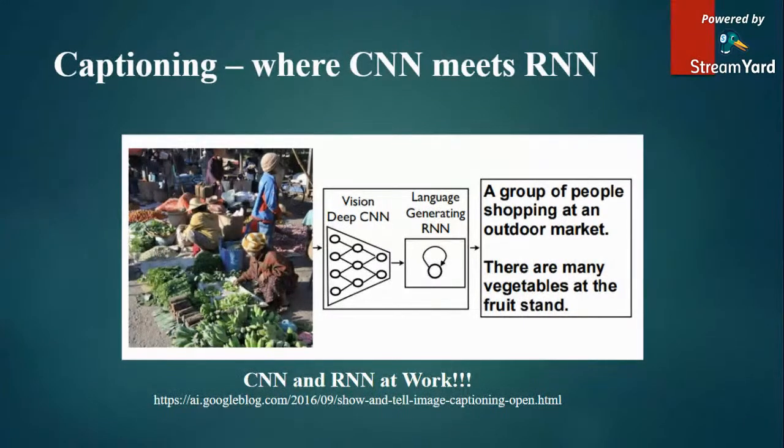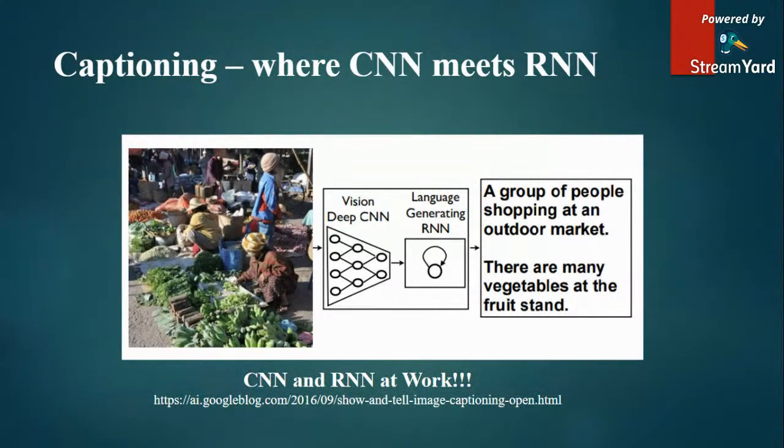So for example, the image that you see on the left is a market, and people are selling vegetables. This image is coupled with a caption, an English sentence that is transcribed manually: a group of people shopping at an outdoor market. Of course, in this example, this is being shown as the predictive or inferencing part of it, but I'm talking about the training. So that is how the training data set for such a system looks.